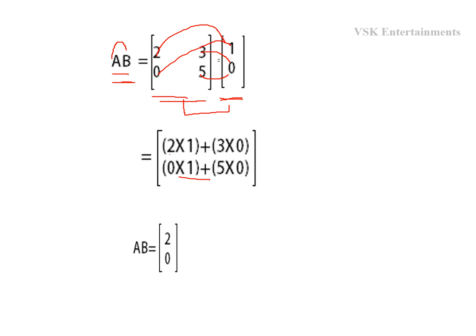So 1 into 2 is 2, plus 3 into 0 is 0. So we are getting 2. 0 into 1 is 0, plus 5 into 0 is 0. So matrix AB is given as the matrix [2; 0].